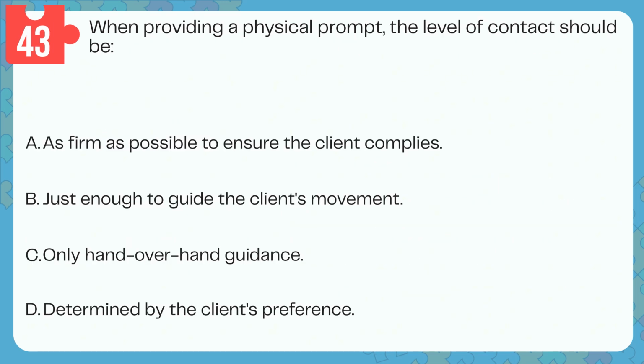Question 43. When providing a physical prompt, the level of contact should be: A. As firm as possible to ensure the client complies. B. Just enough to guide the client's movement. C. Only hand-over-hand guidance. D. Determined by the client's preference.